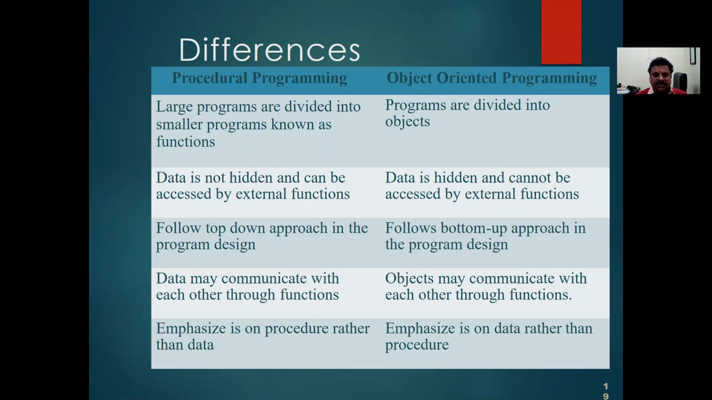So here are certain differences between procedural programming and object-oriented programming. Large programs are divided into smaller programs known as functions. Programs are divided into objects. Data is not hidden and can be accessed by external functions. Data is hidden in object-oriented programming and cannot be accessed by external functions. Procedural follows a top-down approach in program design. Here, OOP follows the bottom-up design. Data may communicate with each other through functions. Objects may communicate with each other through functions. Procedural emphasizes procedure rather than the data. OOP emphasizes the data rather than the procedure.